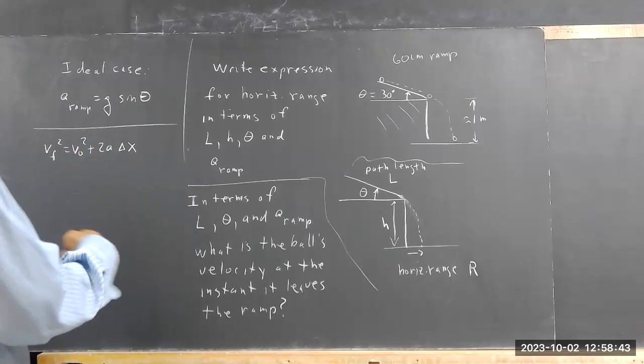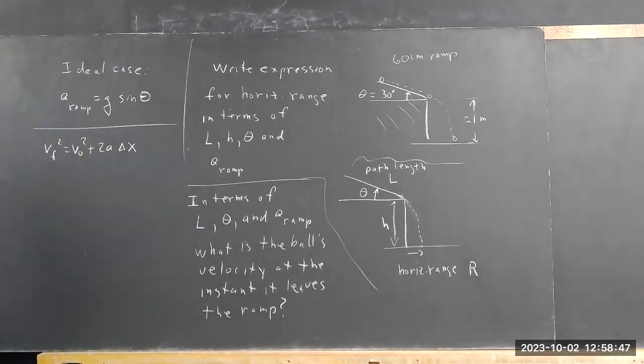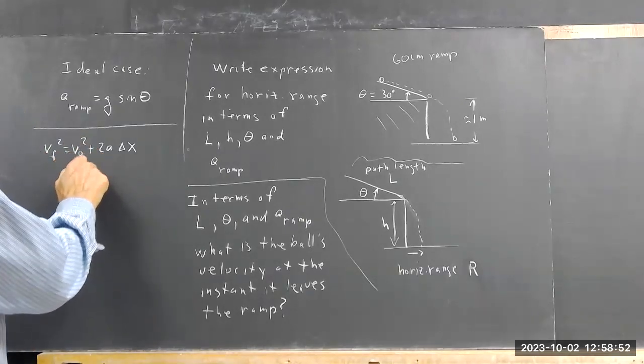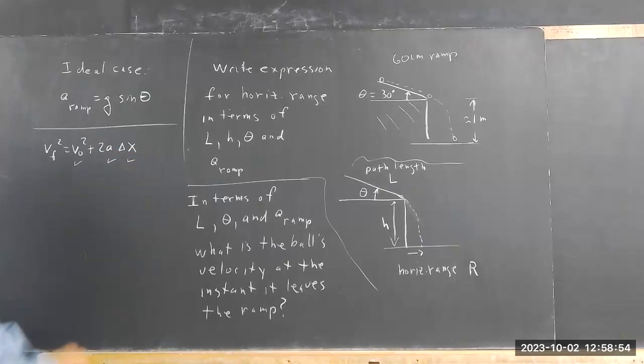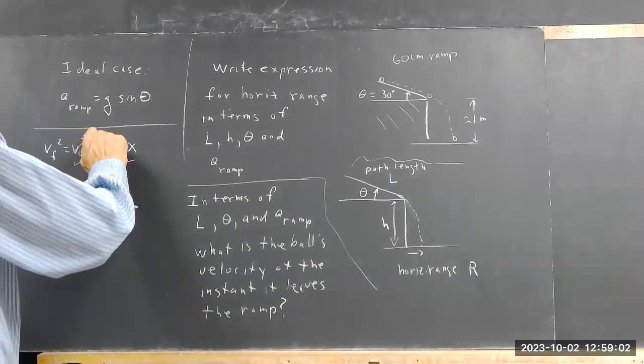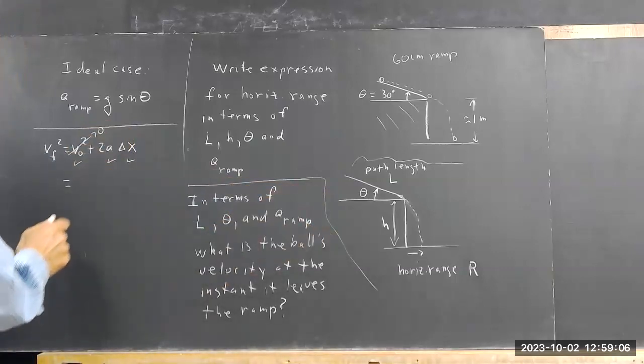And that could just be f if you assume x naught is 0. So you can set it up as you wish, but what do we know? We know the initial velocity, we know the acceleration, and we know delta x. So we can very easily find velocity. So this equals, this is 0, as we're starting from rest.